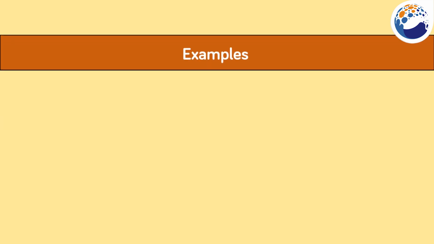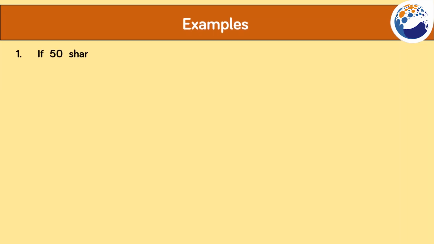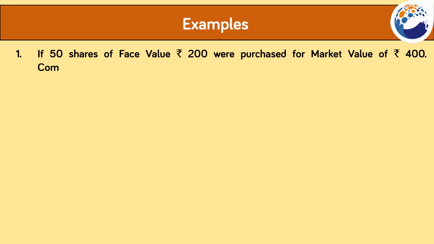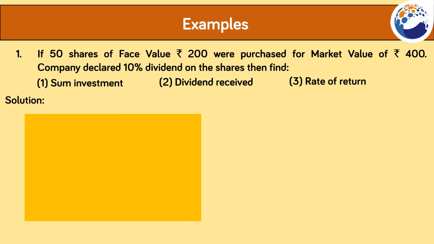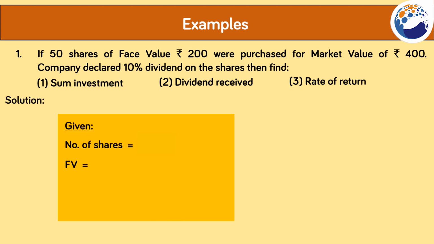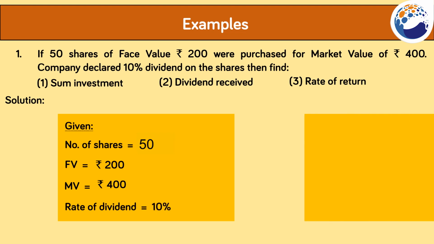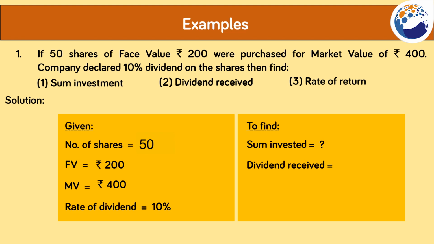Example based on rate of return. 1. If 50 shares of face value rupees 200 were purchased for market value of rupees 400, and the company declared 10% dividend on the shares, then find 1. Sum invested, 2. Dividend received, 3. Rate of return. Given number of shares is equal to 50, face value is equal to rupees 200, market value is equal to rupees 400, rate of dividend is equal to 10%. To find 1. Sum invested, 2. Dividend received, 3. Rate of return.